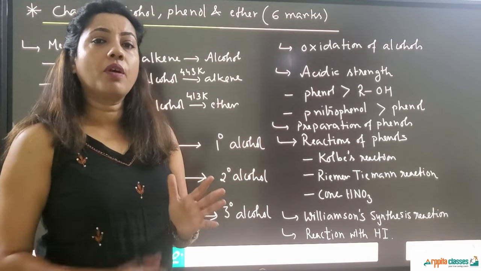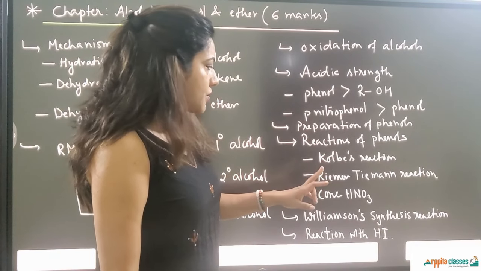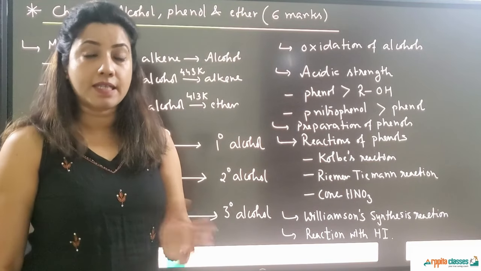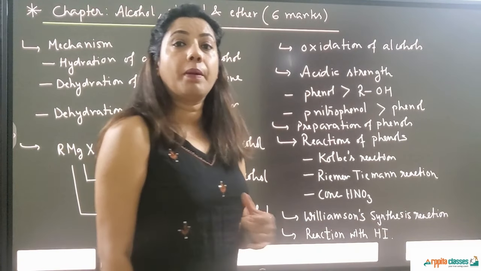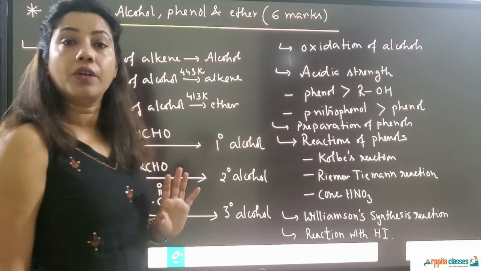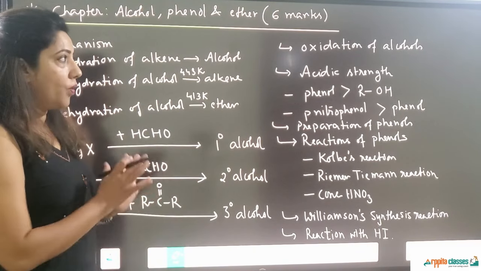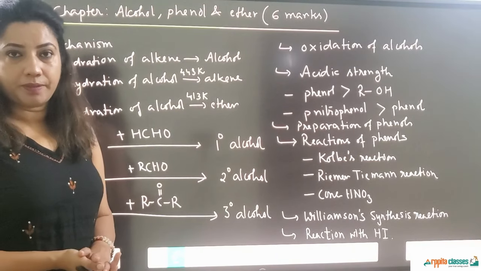Then we have reactions of phenol. In this we have got many name reactions like Kolbe's reaction, Reimer-Tiemann reaction, and the reaction of phenol with concentrated HNO3 where we get picric acid, very important reaction. Then we have Williamson synthesis reaction for the preparation of ether, which is again very important. And finally, the reaction of ether with HI. These are all what you have to prepare from alcohol, phenol and ether topic.